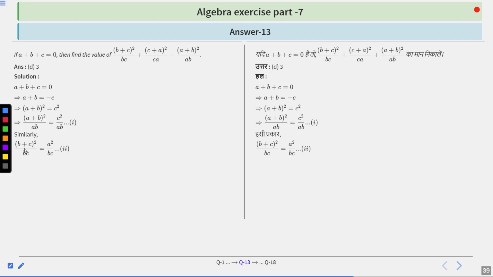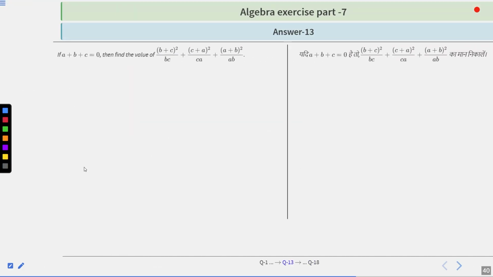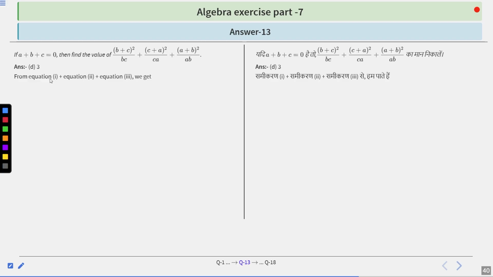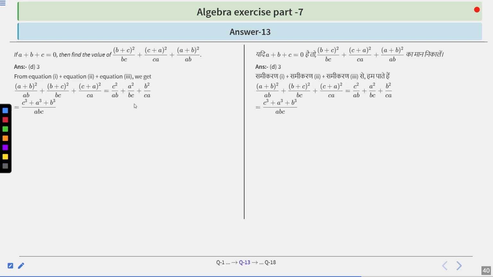Similarly, we can get (b+c)² upon bc equal to a² upon bc, equation 2. And (c+a)² upon ca is equal to b² upon ca, that is equation 3. So from equation 1 plus equation 2 plus equation 3, we get (a+b)² upon ab plus (b+c)² upon bc plus (c+a)² upon ca is equal to c² upon ab plus a² upon bc plus b² upon ca.